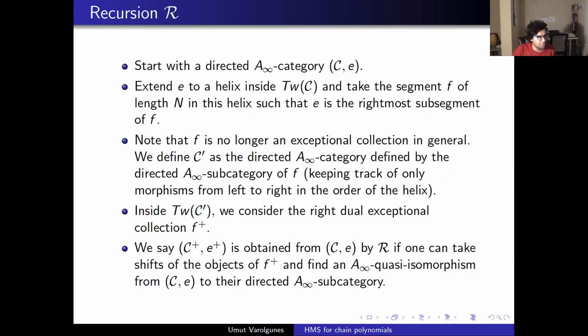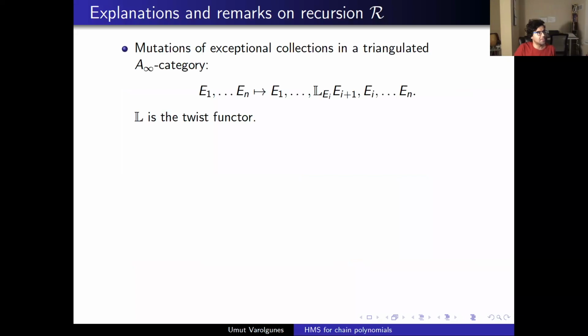Okay, let me try to give a little more information about what this is. If you have any exceptional collection, a triangulated A infinity category, this means the morphisms just go from left to right. That's the only thing that this means, and something about the self-morphism.